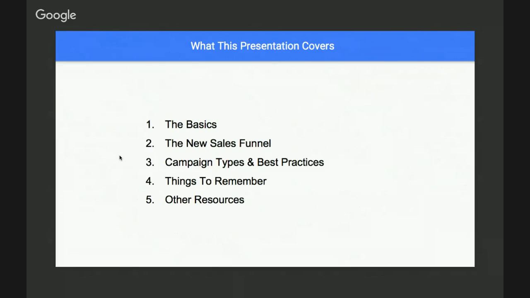First, I want to talk about what this presentation is going to cover. The first portion is just the basic stuff. We're going to talk about basic things that make accounts successful, something that all different types of accounts have in common. Then we're going to talk about the new sales funnel. It's a sales funnel that we believe is really important for startups and is much different than the sales funnel for a really big established company. Then we're going to go into some campaign types and best practices. And then we'll talk about some things to remember, and we'll finish off with any questions or going over some other resources.